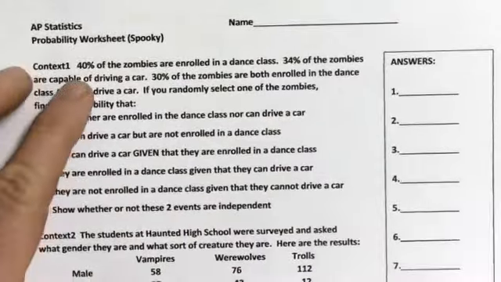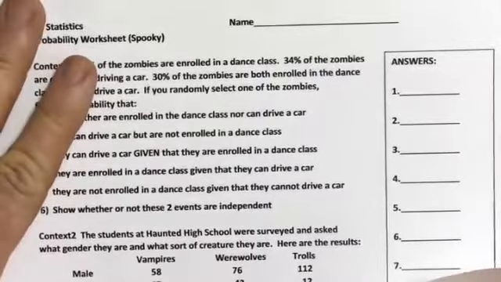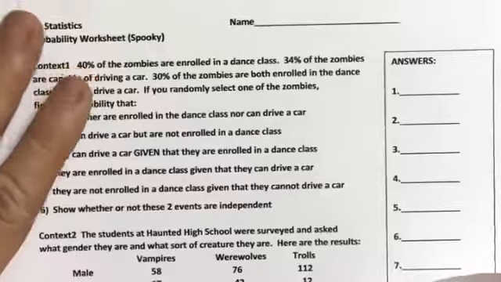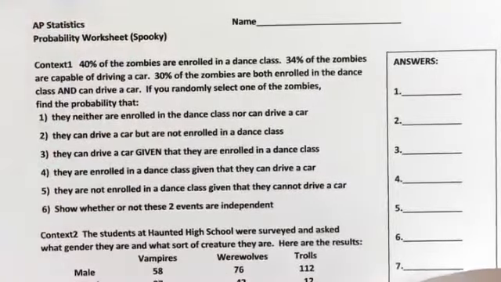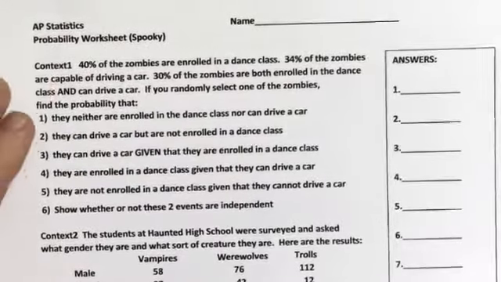The first problem says 40% of zombies are enrolled in a dance class. By the way, I've scanned this and put it in Schoology, along with the solutions and the other chapter 5 review worksheet, which has very similar content. If you want to print out the worksheets and the solutions, you're certainly welcome to do so.